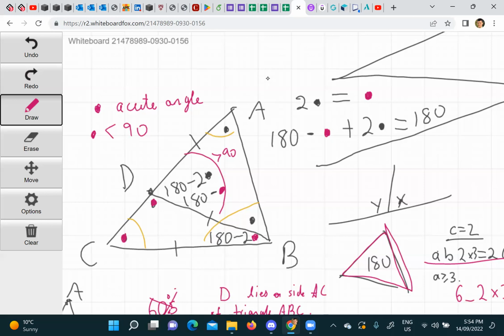Okay, so the black dots are also acute, right? But they're actually even stronger than acute. They're actually less than 45, right? Because the red dots are acute, and 2 times the black dots equals 1 red dot.